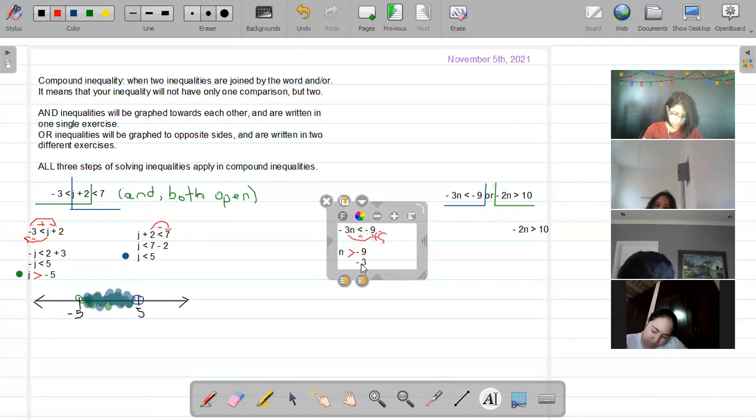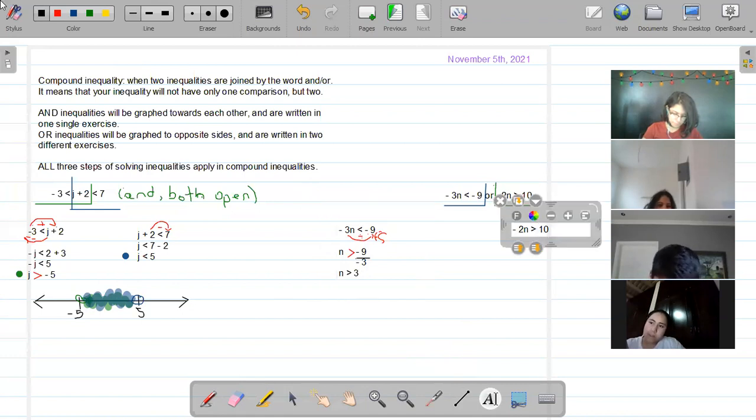How much is negative 9 divided by negative 3? Positive 3. Why positive 3? Because negative times negative is positive. So n is greater than 3. Now let's do the second one.